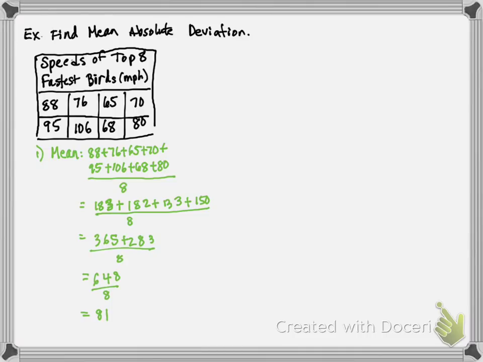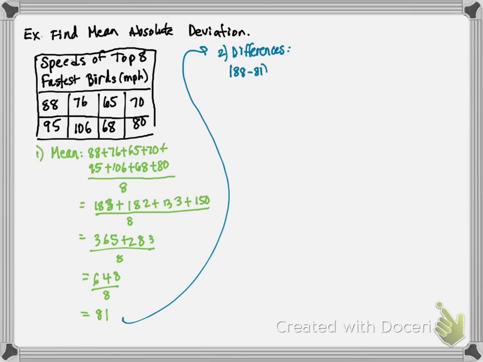Step 2. Let's go up here, and we're going to find the differences. So we've got a lot of little problems to do here. I'll do them underneath here. We've got 88 minus 81. Oops, sorry, straight absolute value. That gives me 7.